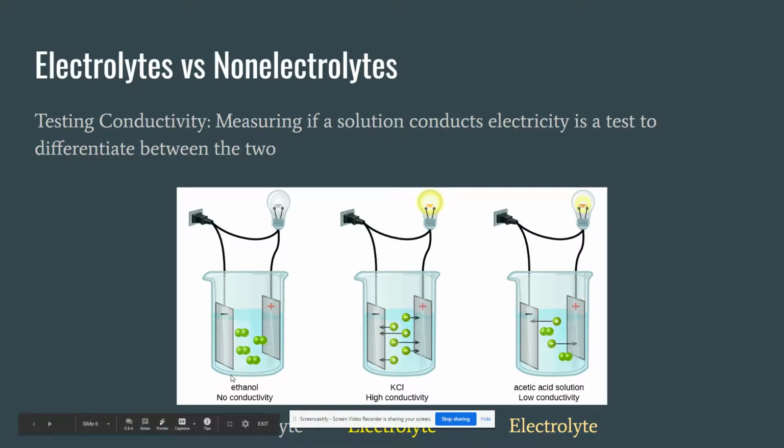In the ethanol case, the very first one, we see that the light doesn't turn on. So this isn't conducting electricity, and that tells me that it's a non-electrolyte. The middle one, the KCl, the light does turn on, and this tells me that it is an electrolyte, and that's because potassium and chloride make an ionic compound, and so we have positive and negative charges floating around. Then we have something like acetic acid, where we see the light turn on, and so we would call it an electrolyte, but this is one of those special case ones.